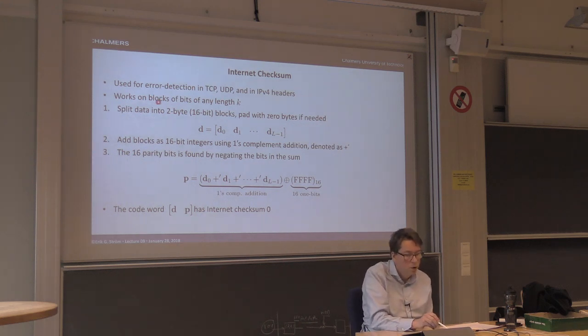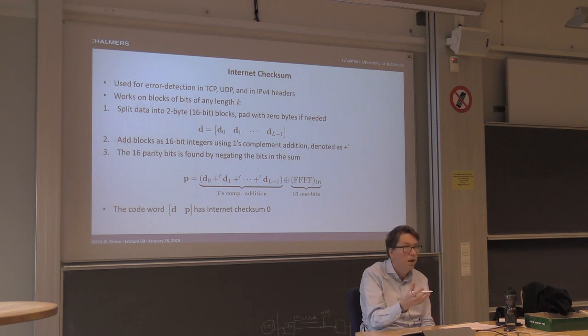Anyway, it works on blocks of bits of any length k, so it's not a specific k. We can use k equals 1, 2, 3, 722, whatever. It works for an arbitrary length of k bits. And here is how it works. It starts by splitting the data into 2-byte or 16-bit blocks. 2 bytes is 16 bits. And then we pad with 0 bytes if necessary. So whatever data we have, we split that into a number of sub-blocks, all of these being 16 bits long.